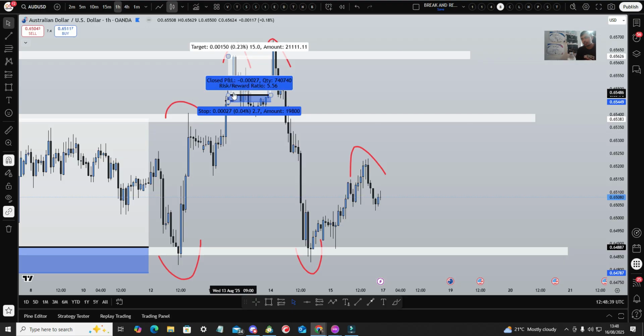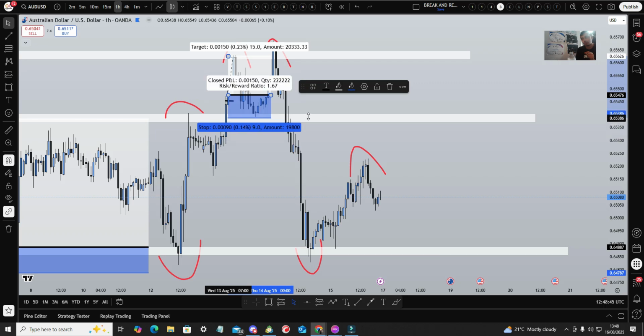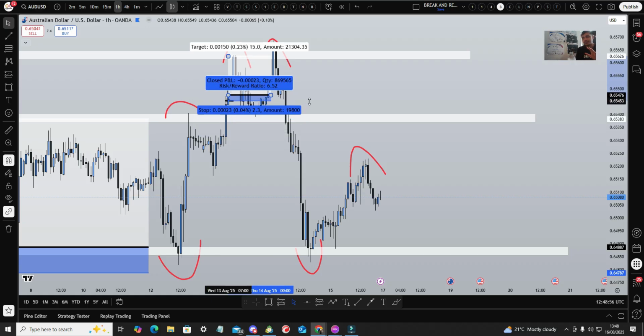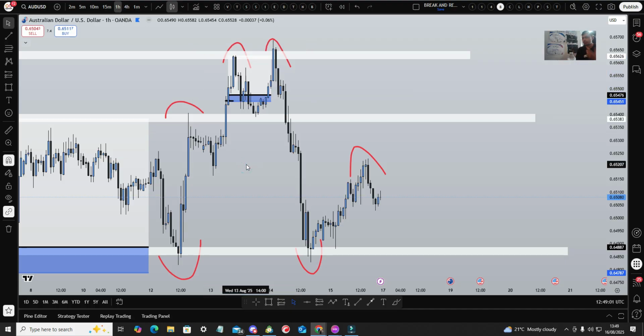I'm not saying you use almost a 2.5 pip stop loss. No, what I'm saying is use your original stop loss of 5 pips, right? Use the original, and this is almost 1 to 3. Once you've entered risking 1%, move your stop loss to that 2.7. So now when you lose the trade, you only lose 0.5%.